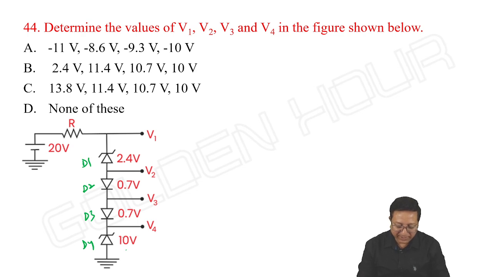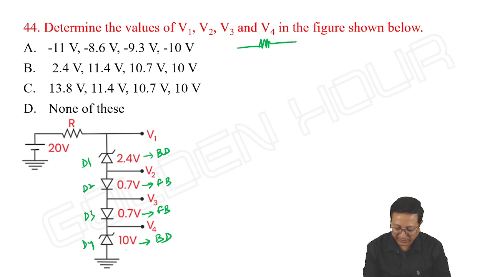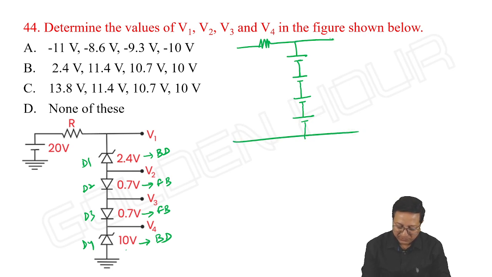So if you take it, it is breakdown, forward biased, forward biased, again breakdown. So what can we write? For the sake of students, I'm writing these many, but just by looking at the circuit, you can write the answer, just adding all those things. It is 2.4 volts, 0.7 volt, 0.7 volt.